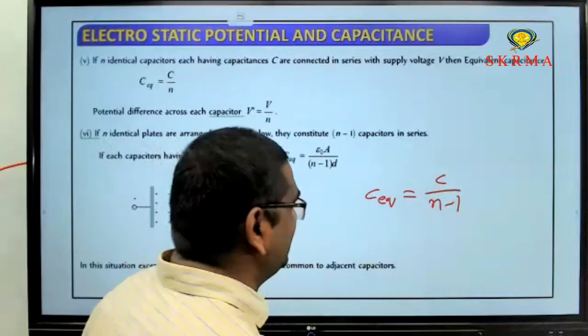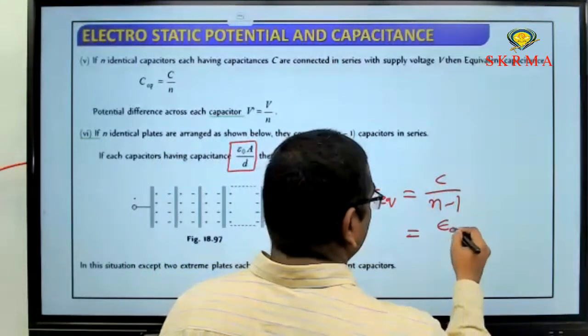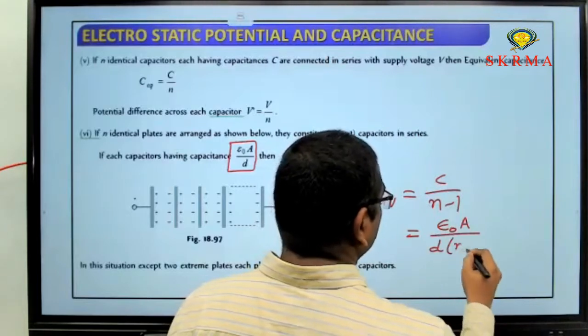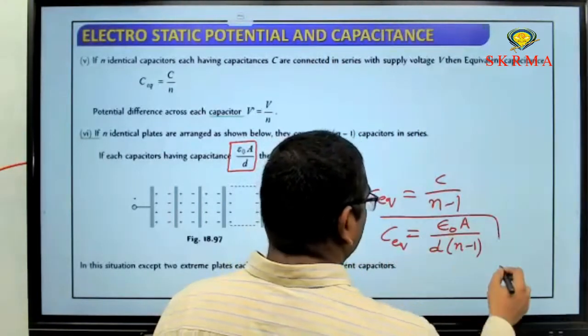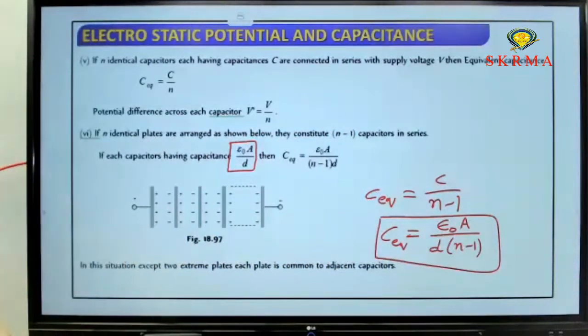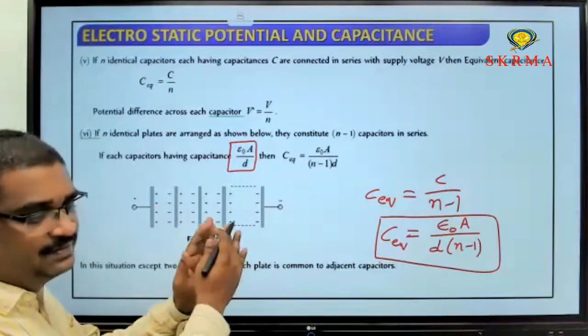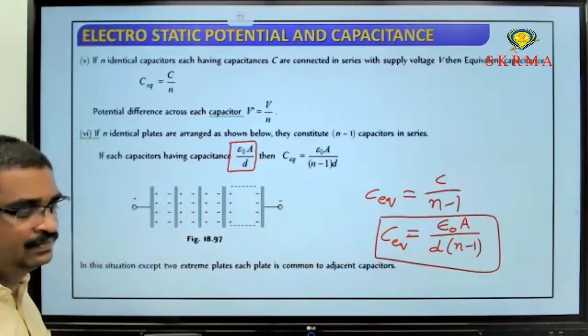Now what is the value of C? The capacitance of each capacitor is epsilon naught A by D. So the equivalent capacitance is epsilon naught A by D into n minus 1. This is the equivalent capacitance if n number of plates are placed side by side, not capacitors. If n number of plates are placed side by side, then this is the formula for equivalent capacitance.